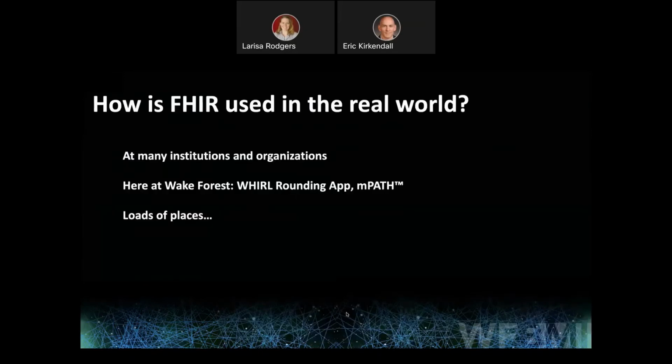The promise and potential of the FHIR standard is it'll make it easier and more efficient to connect and exchange data between existing technical systems, including novel custom developed software and proprietary EHR systems and other health IT products. Here at Wake Forest, we have several applications that have been developed at our institution which make use of FHIR, including the Whirl Inpatient Rounding app and the Empath platform.